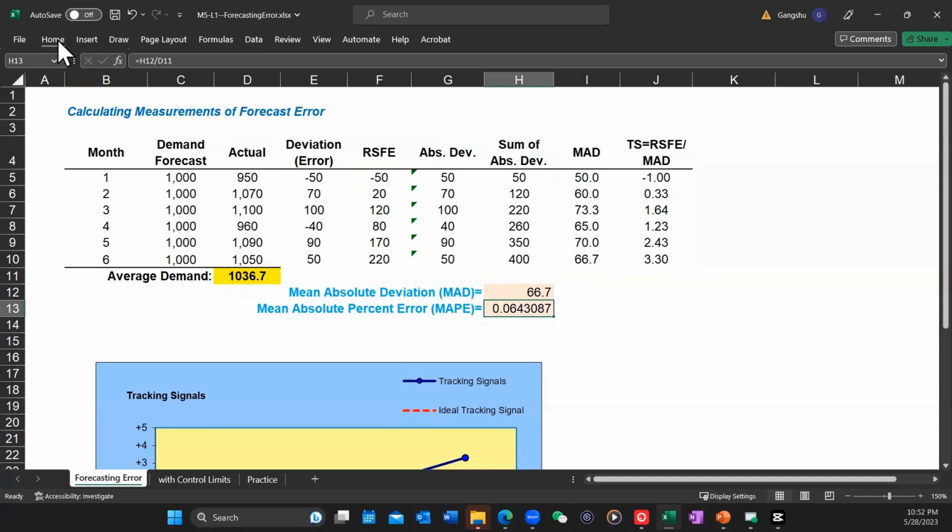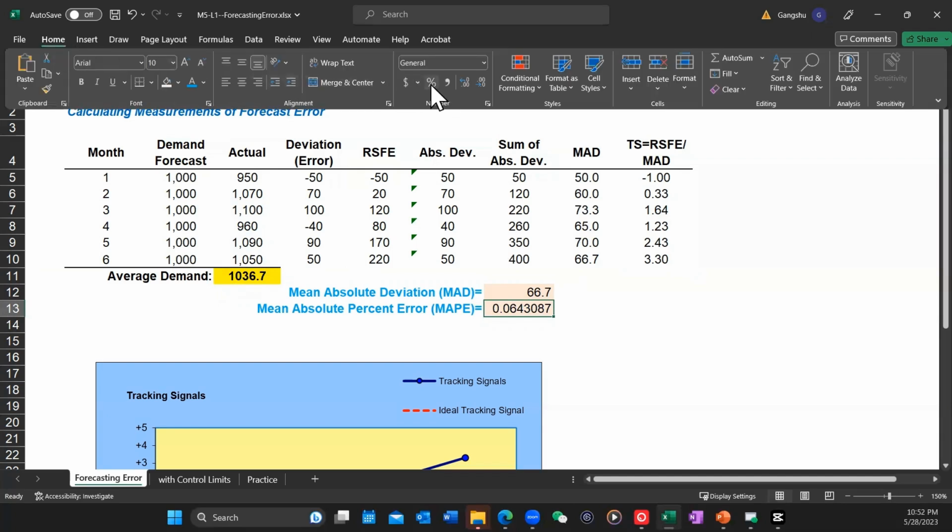So let's make it a little bit more straightforward. Okay, so we get the MAPE value. It means the MAPE value will be 6.43%.